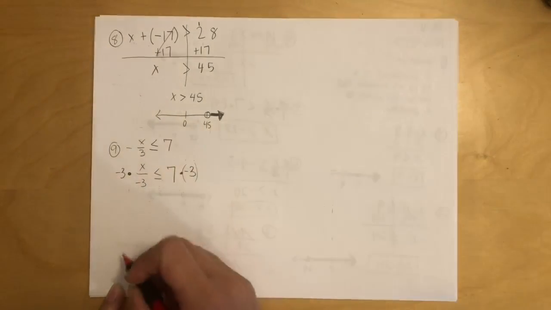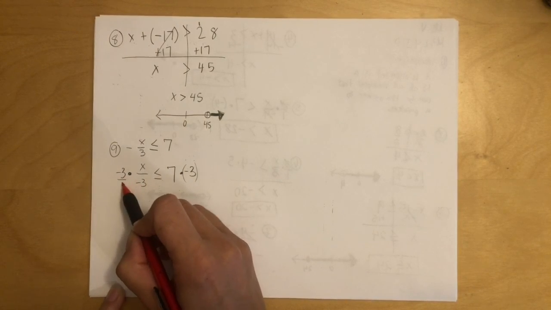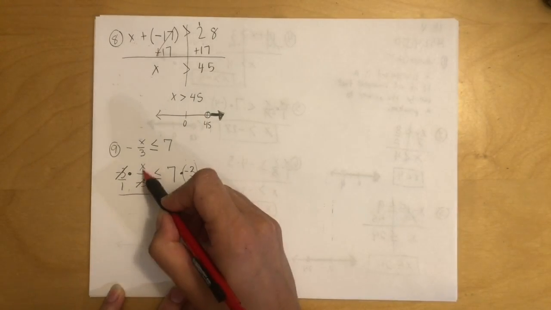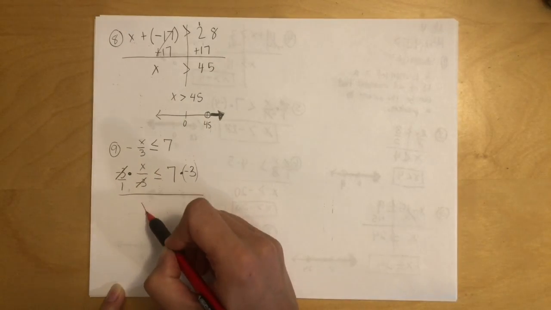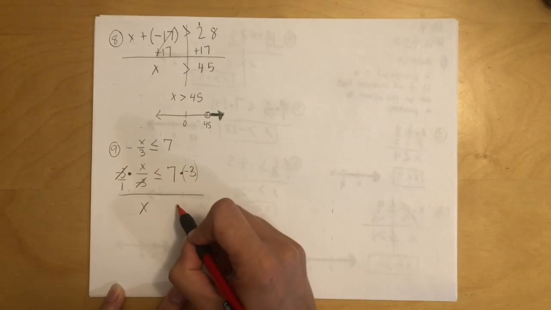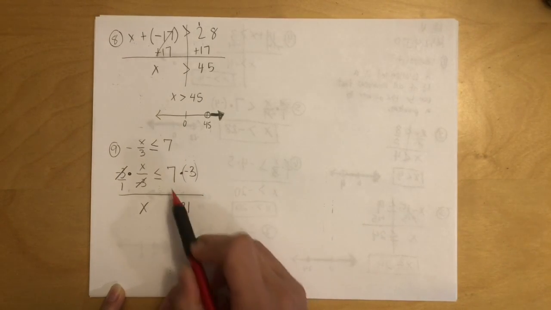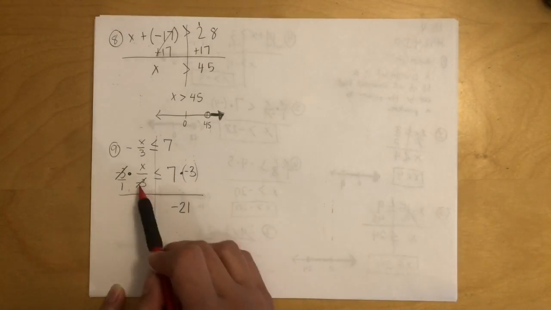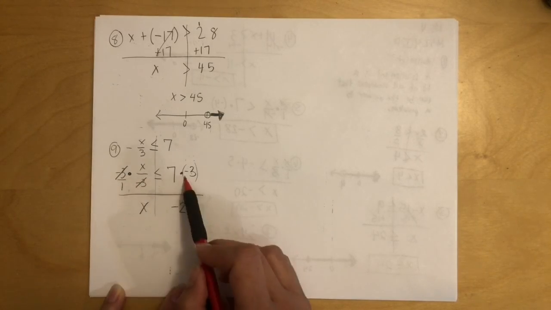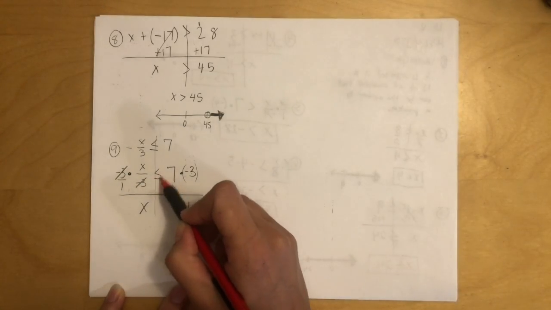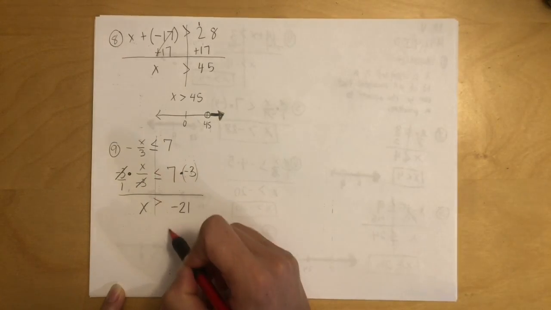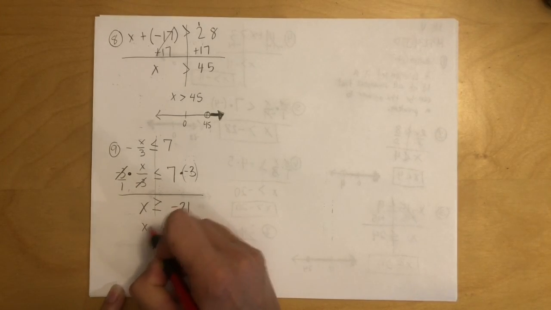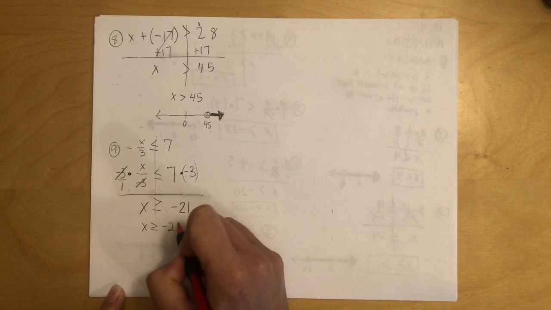Okay. And then I'm going to just put it over a 1 so I can very easily see that these cancel out. And I have x over 1, or just x, and 7 times negative 3 is negative 21. And, yep. And did I multiply or divide by a negative? Yes, I did. I multiplied by negative 3. So this direction switches. So now x is greater than or equal to negative 21.